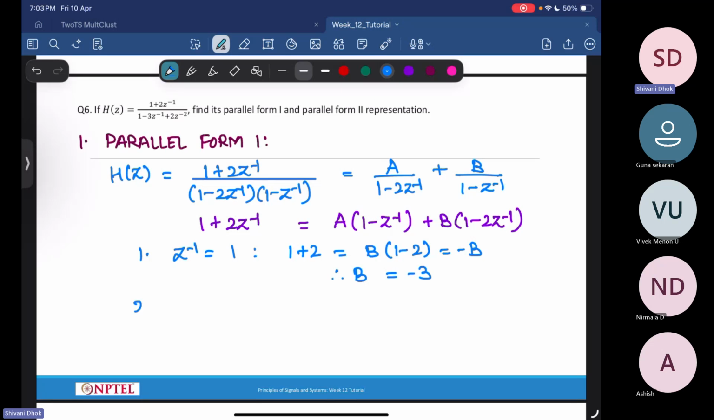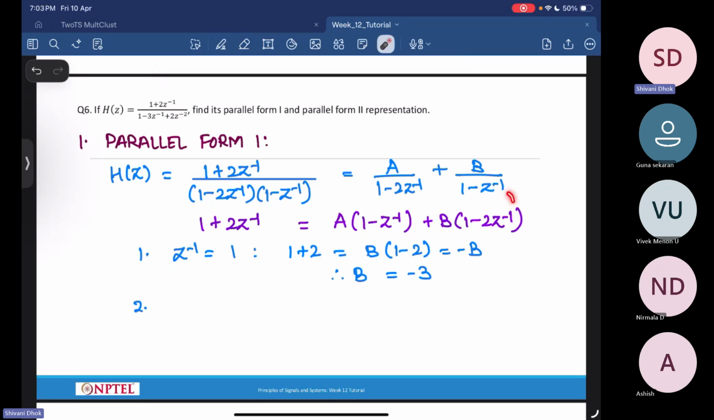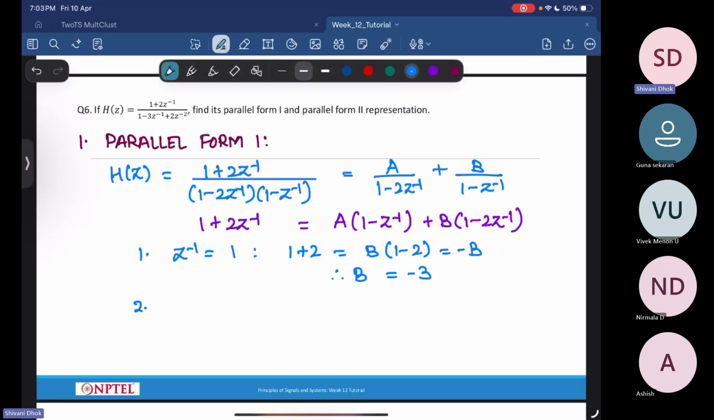And the second case is you want to nullify this particular factor in order to get your a. So in order to nullify this, your 2z inverse should be equal to 1, or your z inverse should be equal to half. So z inverse equal to half. That will give me 1 plus 2 into half, which is equal to a into 1 minus half plus 0. So that will give me 2, which is equal to a by 2, or in other words, I get a equal to 4.